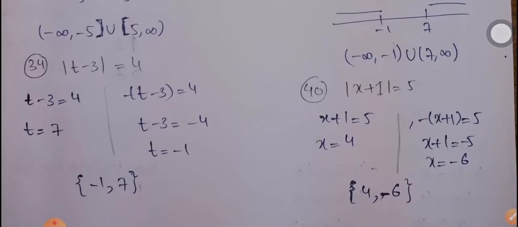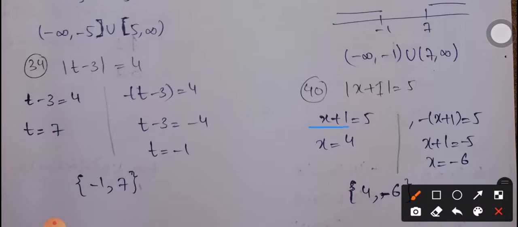Next we have question number 50, which is a simple equation, absolute value of x plus 1 is equal to 5. So we will take it one time positive, one time negative, and the answers are 4 and -6.